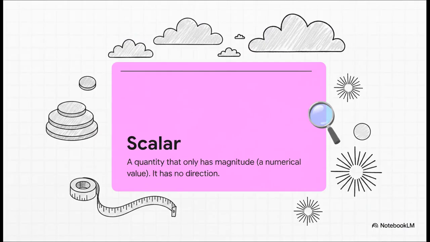Okay, so what exactly is a scalar? It's any measurement that is completely described by its magnitude. And magnitude is just a bit of a fancy word for its size or a number. A scalar only tells you how much of something there is. That's it. There's no direction involved whatsoever.